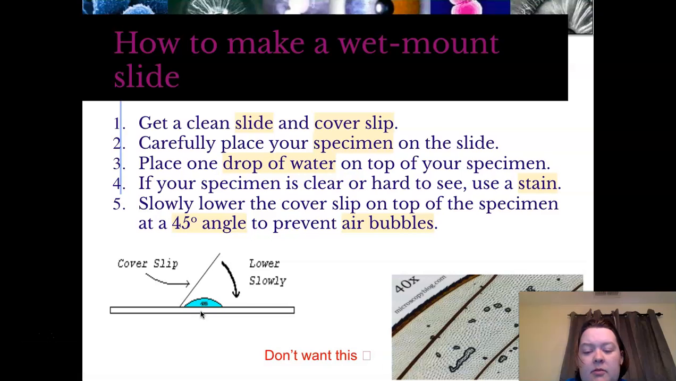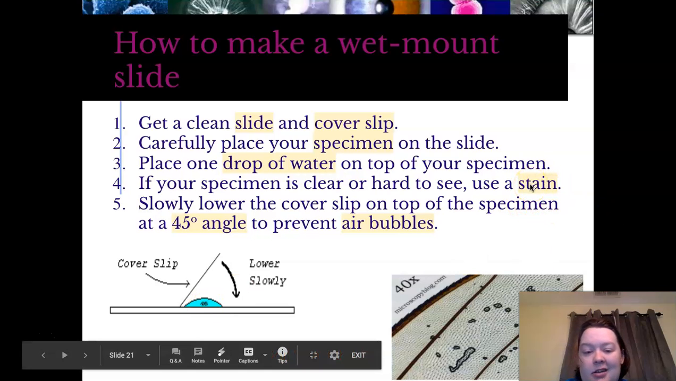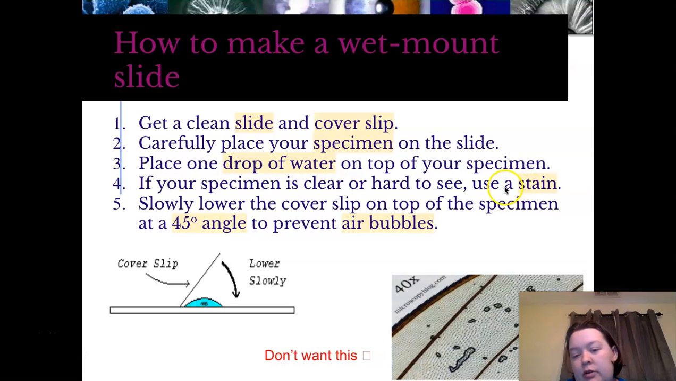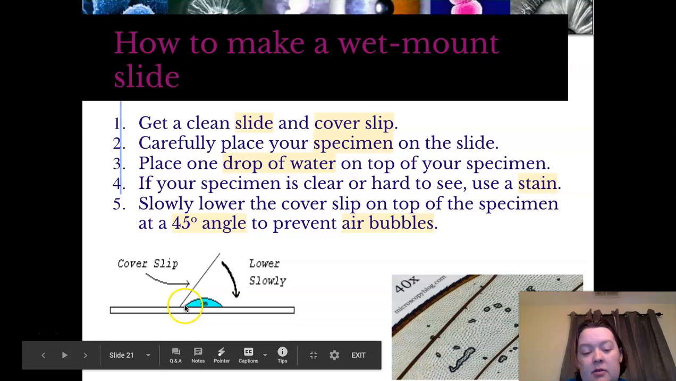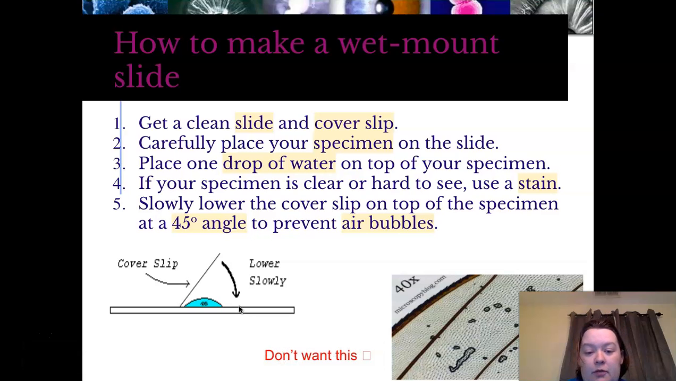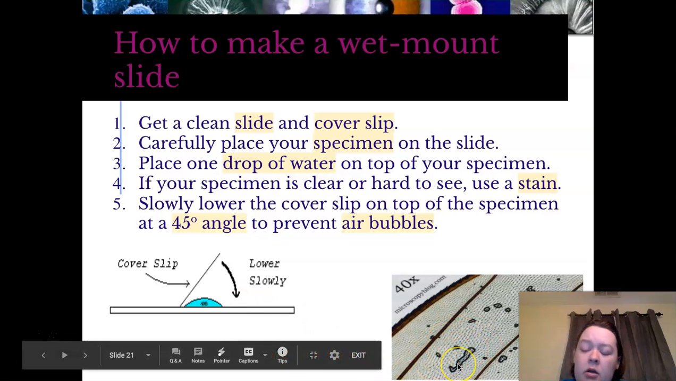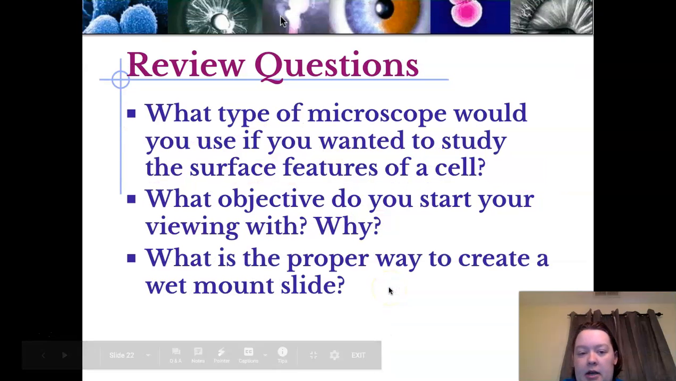Then, sometimes if your specimen is clear, you might use a stain. Most of the time in our class, we're not going to use a stain, but you could to help you see things more clearly. Then you're going to add your cover slip. So you always add your cover slip at a 45-degree angle. So you touch one end of the cover slip on the specimen, you hold it at a 45-degree angle, and you either drop it or slowly lower it down on top of the specimen. You do this to prevent air bubbles. If you were to just take the two and put it right together like this, the air is going to get trapped in the water, and you're going to think you're looking at something awesome, but you're just looking at an air bubble, like right here. So again, 45-degree angle to prevent air bubbles.